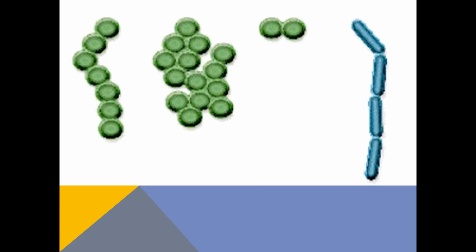Now, because cocci are spherical and they divide by binary fission, but that plane of division can be anywhere because it's a sphere, they may not separate and they may not divide in any particular string or order, and so then they end up forming clusters. And clusters is called a staphylo arrangement, staphylo. So in this case we have a diplococcus, a streptococcus on the far left, and a staphylococcus in the center.